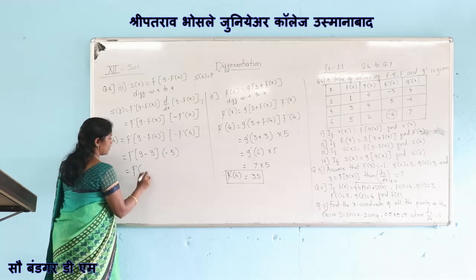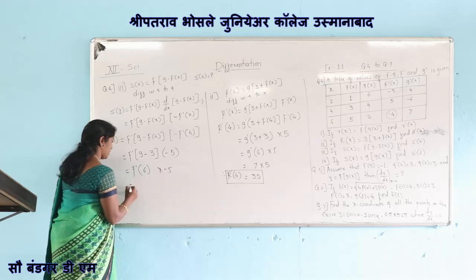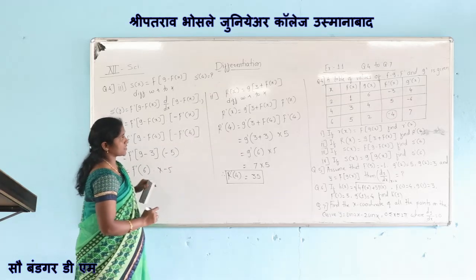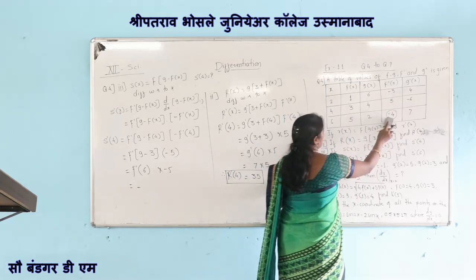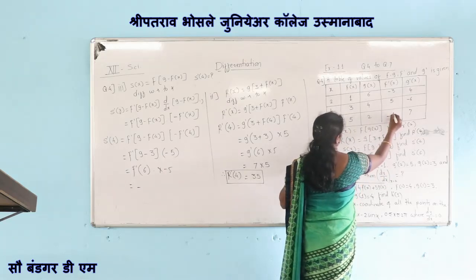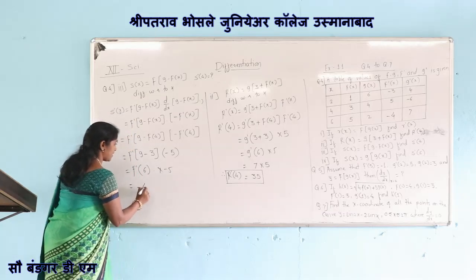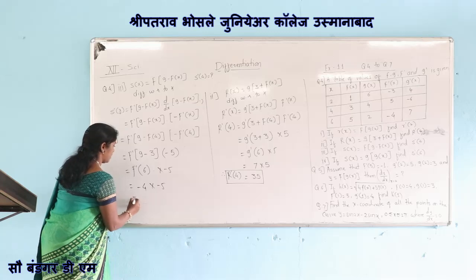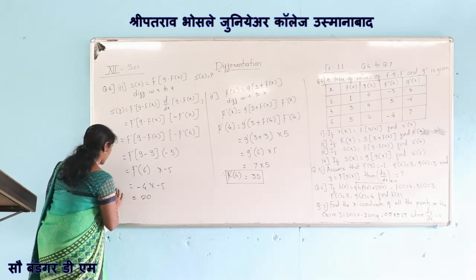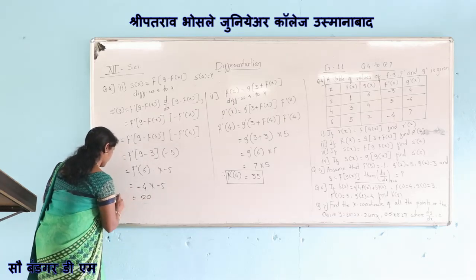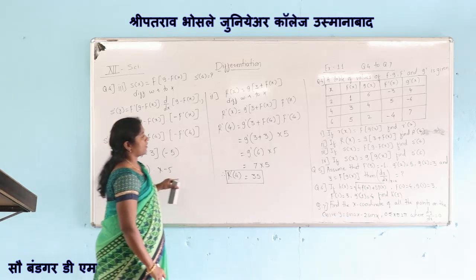So f dash of 9 minus 3, that is 6, into minus 5. So minus of f dash of 6. F dash of x at x is equal to 6 is minus 4. So f dash of 6 is minus 4, into minus 5, that is equal to 20. So s dash of 4 is equal to 20. So that is the required answer for part three.